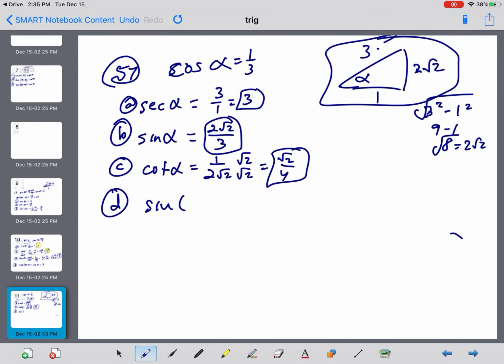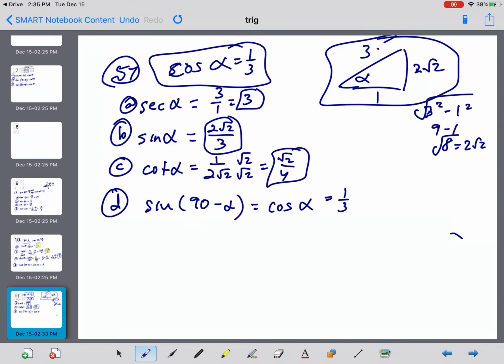And then the last one, sine of 90 minus sigma. So you go back and you find that again, that's equal to cosine sigma, which we already have at the beginning, which is just 1/3. All right, that's 57.